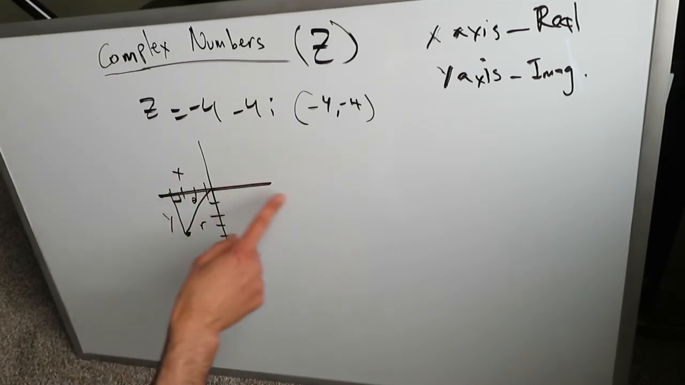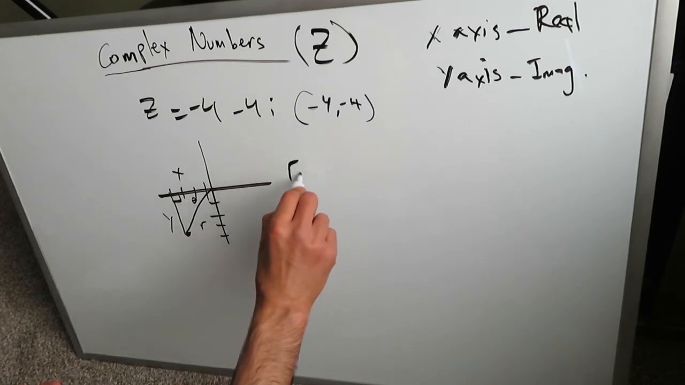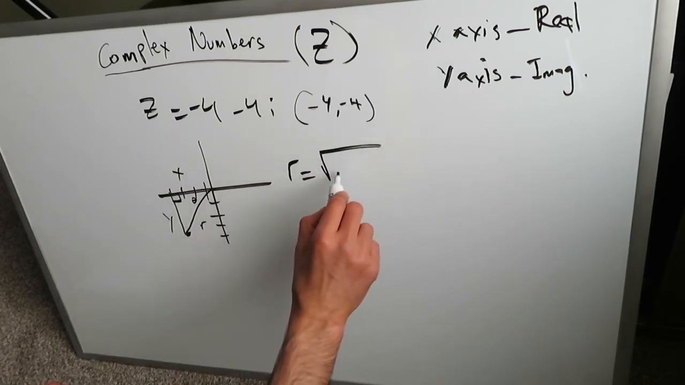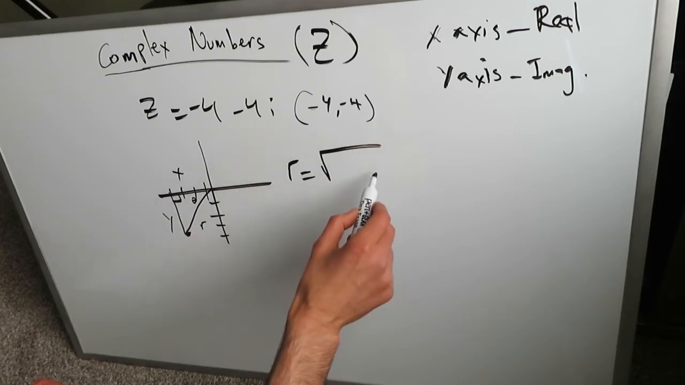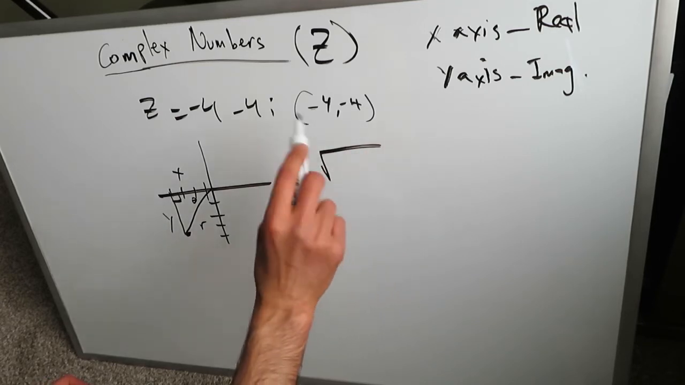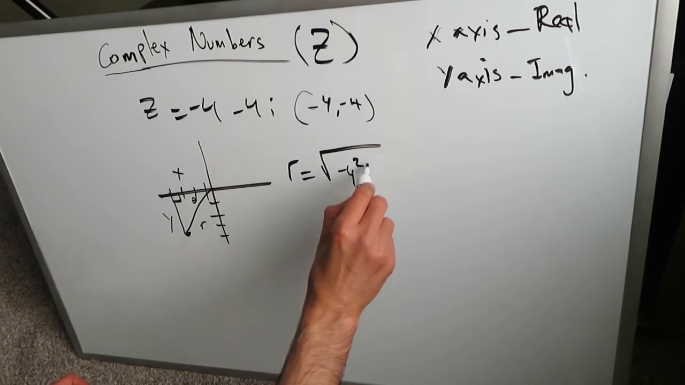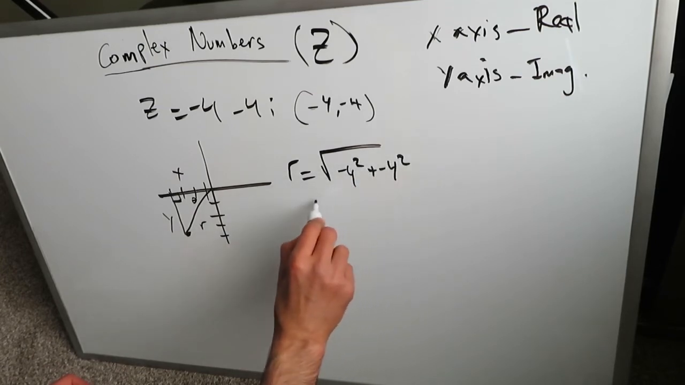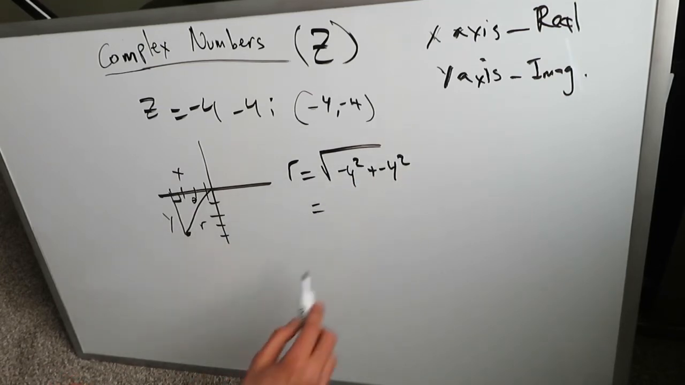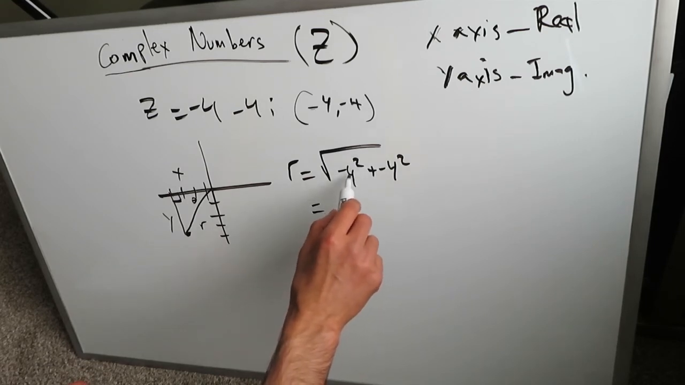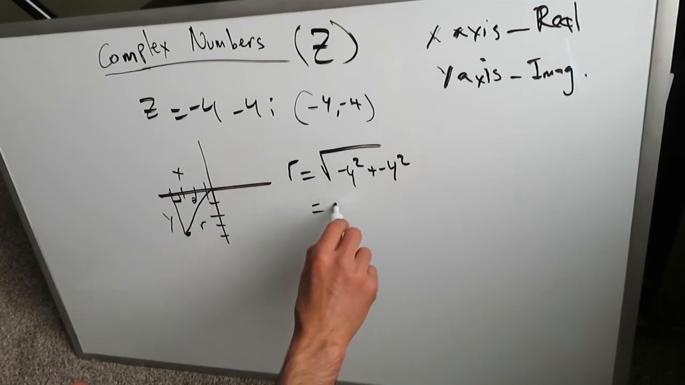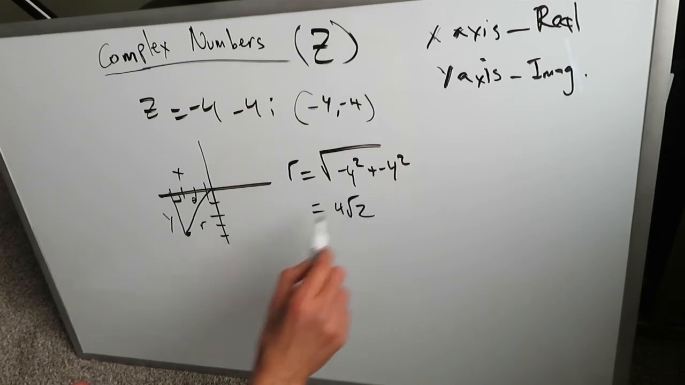X-axis is your real plane, your y-axis is your imaginary plane. But how do you find r over here? It's always equal to your x component, or your real component, squared, added to the imaginary component squared, and you take the square root. So you're doing (-4)² plus (-4)², and you're square rooting all of that. What are you going to get? You'll get 16 plus 16, 32. You'll get 4 root 2.